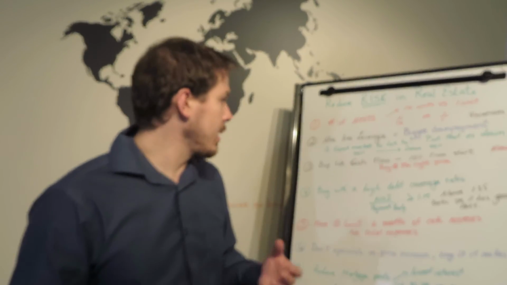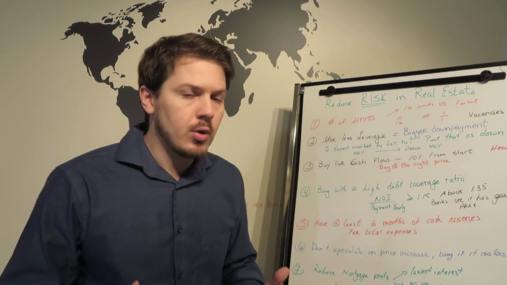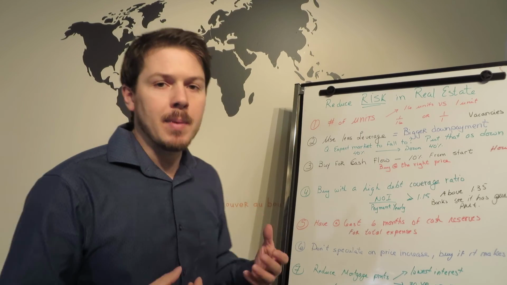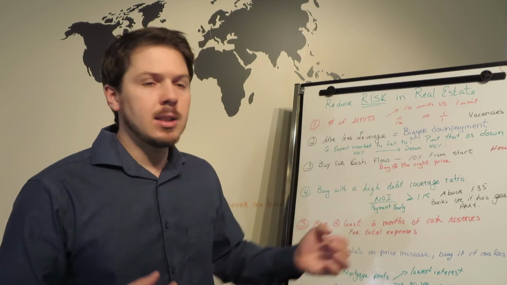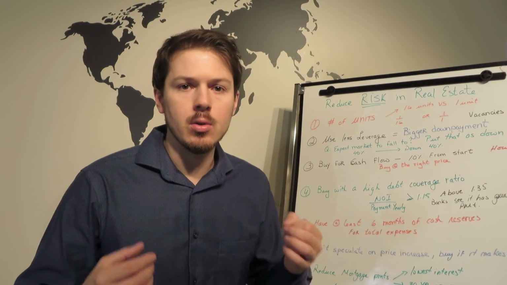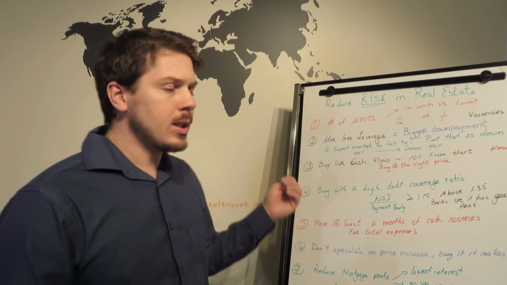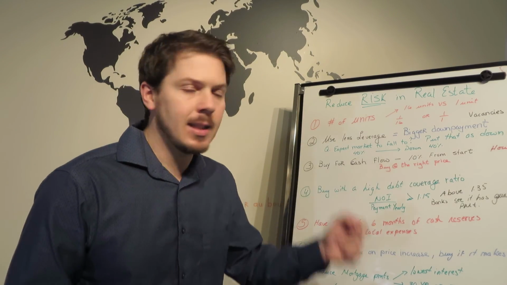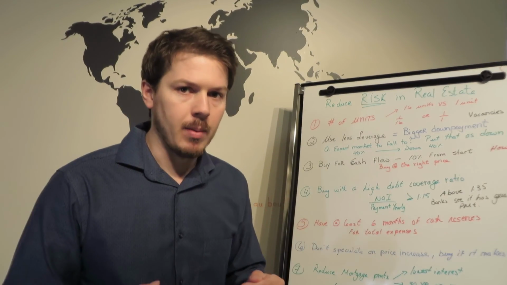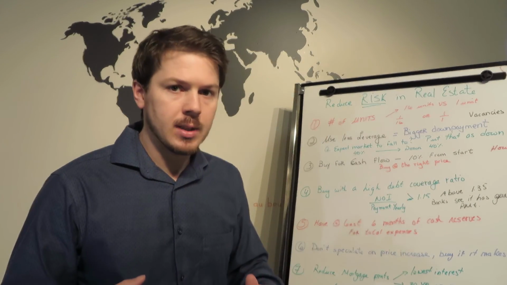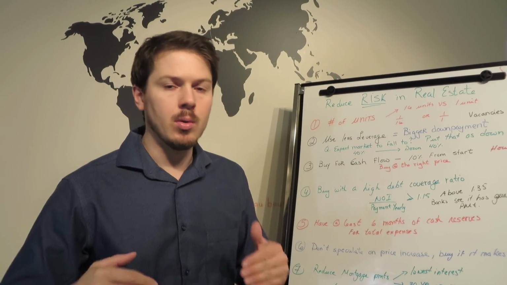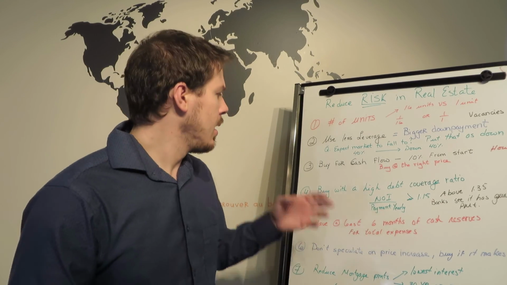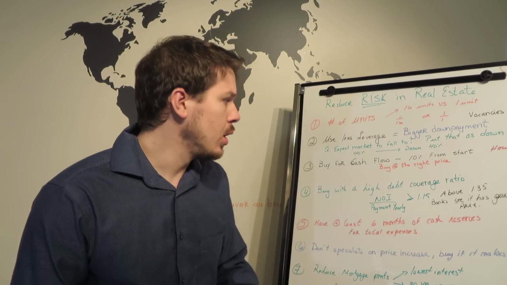The second point is use less leverage. Leverage is equal to financial risk. So what do I mean by using less leverage? This means you have to put a bigger down payment. Okay. If you expect the market to correct by 40%, have at least 40% down payment. So that way, if the market goes down 40%, you're still at zero and the banks are still going to lend you money.